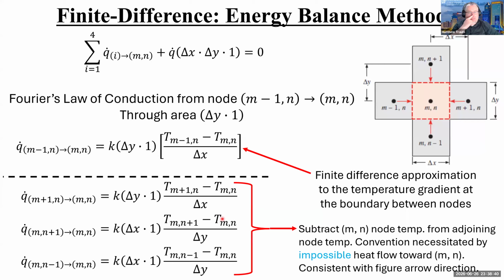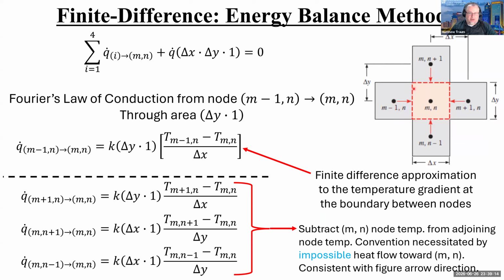Okay. So we've got this equation. So now hopefully you understand what the equation means. And then we are going to just apply Fourier's law of conduction from each one of these surrounding nodes to the central node whose temperature I'm trying to solve for. And notice that heat flux through Fourier's law of conduction traverses through an area of, let's just look at this node, right? So m minus 1, m, n.